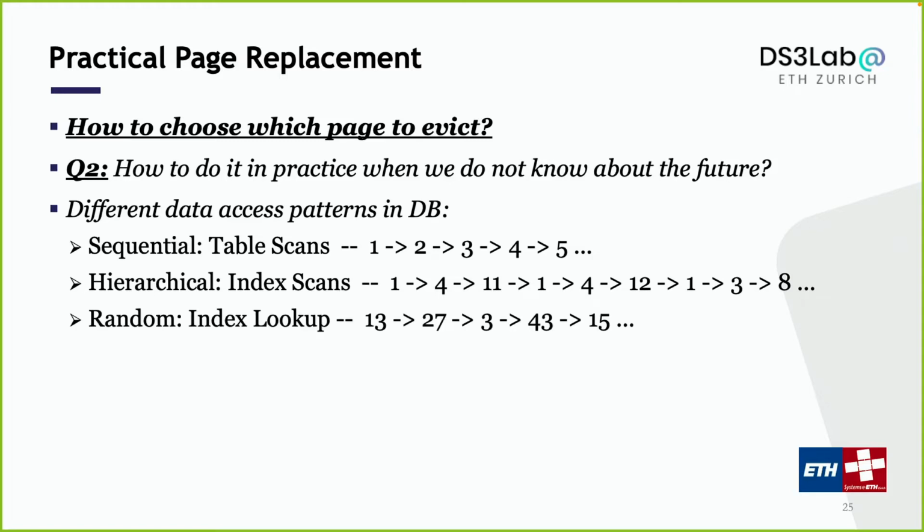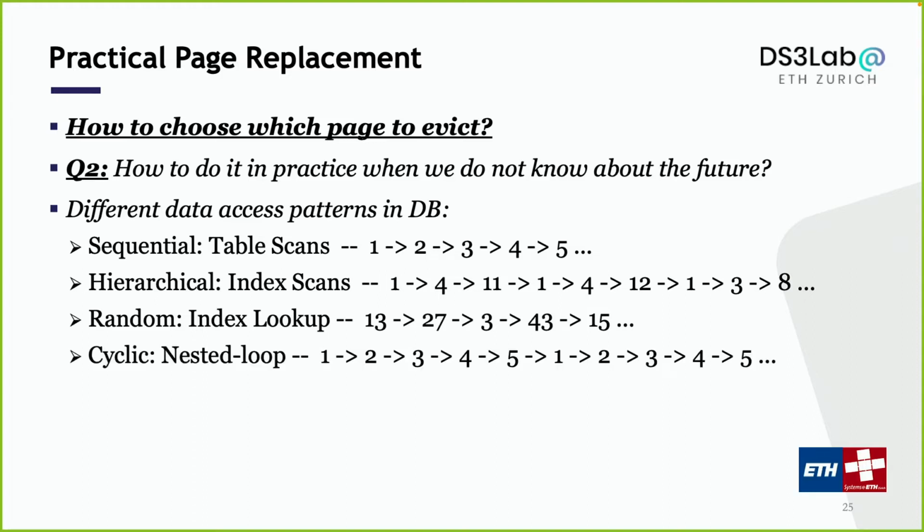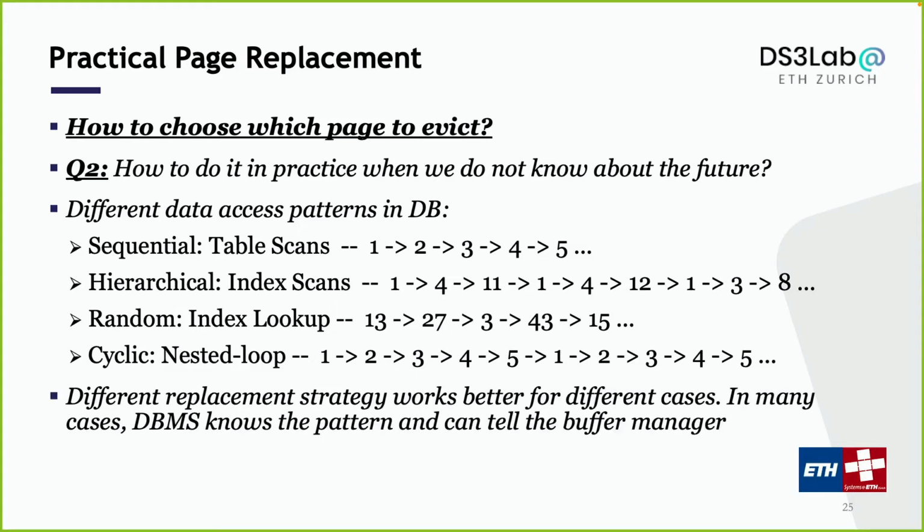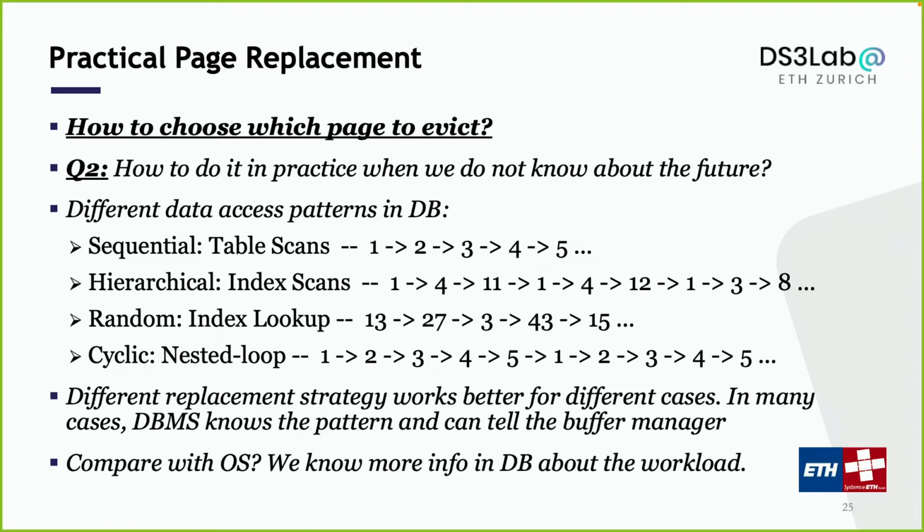You could have a random access pattern. You have a whole bunch of pages and you just do random things. To access them, you could have a nested loop, which is a repeated sequential scan. You have a whole bunch of those. For each of these different access patterns, you could try to reason about what type of eviction strategy would perform well.